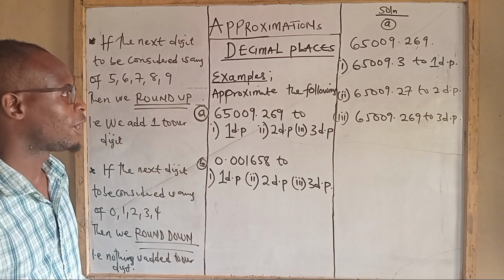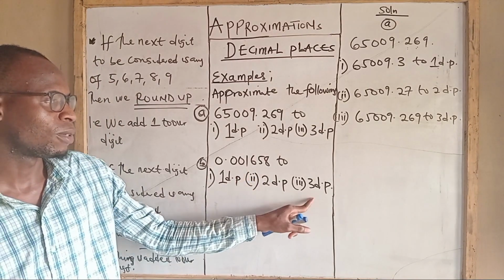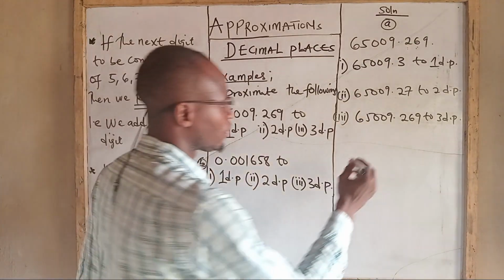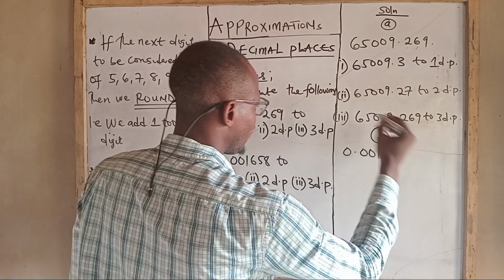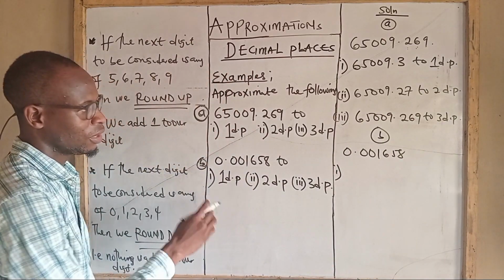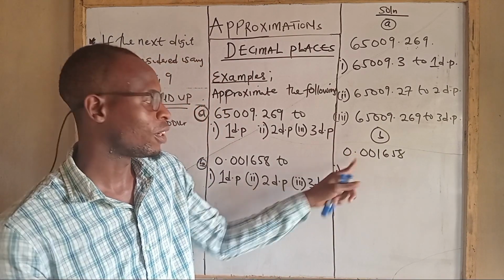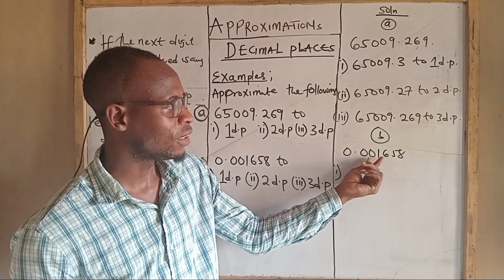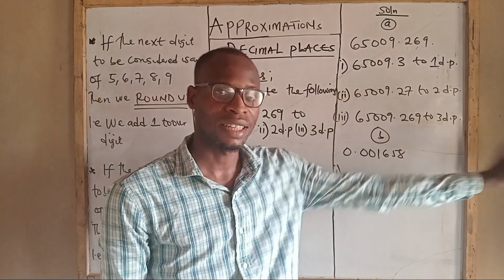The same instruction: approximate this number to 1 decimal place, 2 decimal places, and 3 decimal places. We are going to follow the same steps, but this is a different number. Let me bring out the number: 0.001658. The first thing is to approximate this number to 1 decimal place. Remember that this decimal point serves as a separation between two sides of the number. This 0 is considered to be on the left hand side, while 0.01658 is considered to be on the right hand side. And for decimal places, I told you, we consider the right hand side.